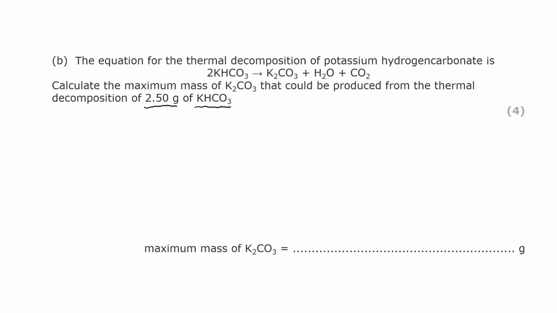What I tend to do in these types of questions is tick the thing that I've been given the mass of, and I put a question mark by the thing that the question wants us to answer. And it says calculate the maximum mass of K2CO3, which is this one. So let's put a question mark over that one. That just helps us to simplify what we want.